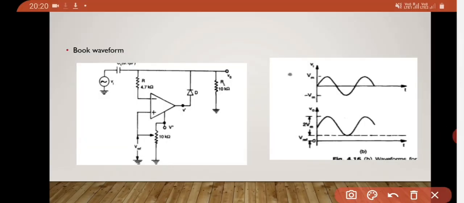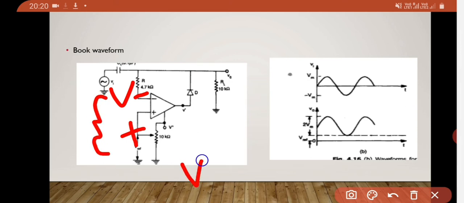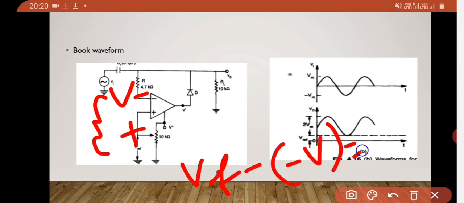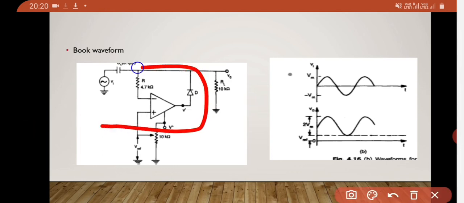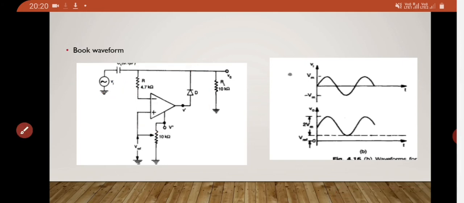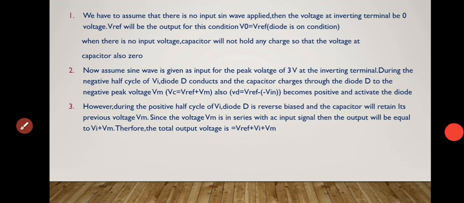Whenever we take a negative half cycle, negative voltage is present at the inverting terminal, and we have the positive Vref. The difference between those two, Vref minus of minus, will give us a positive value. So positive is connected to the anode, it will conduct, and it charges the capacitor up to the negative peak voltage of Vm.